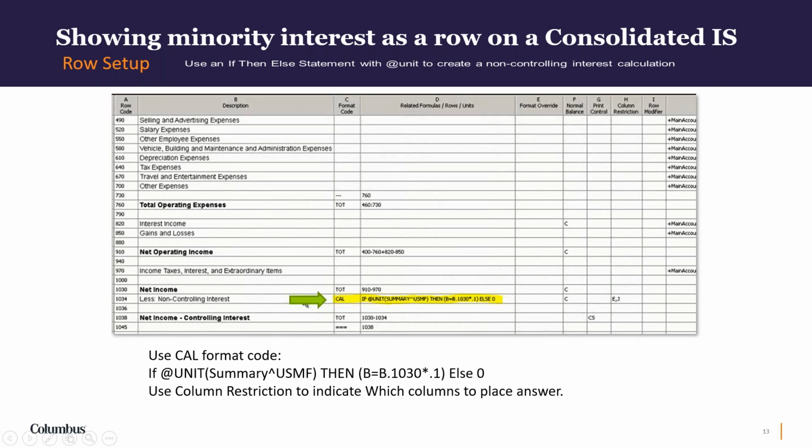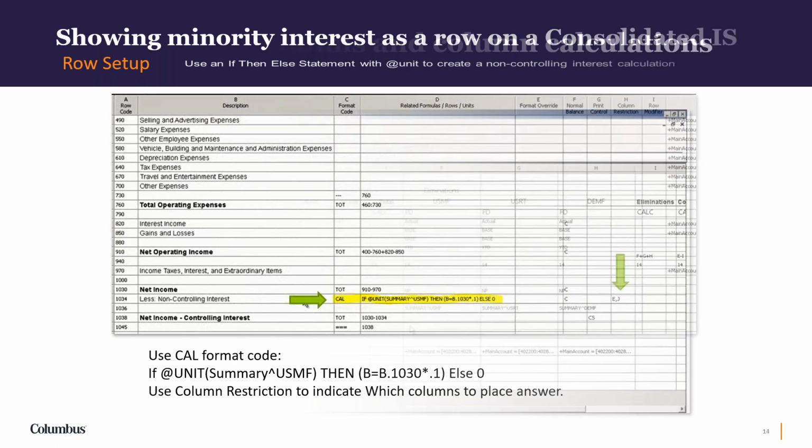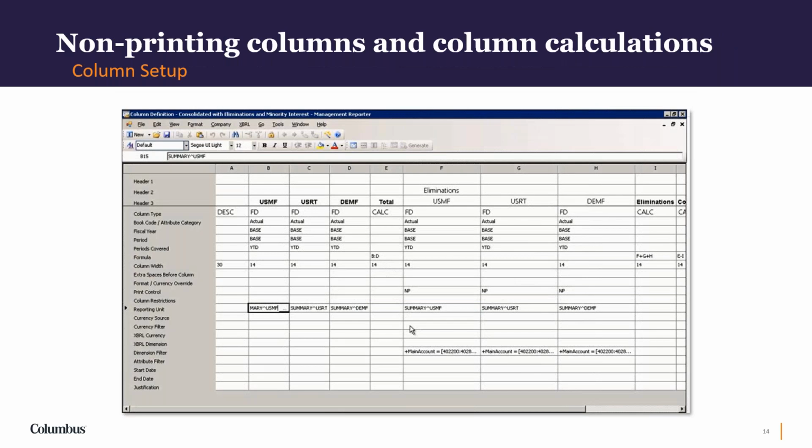So the next thing that we're going to look at is the way the column is actually defined. In this example, you can see I've got my 3 companies with my total, and I've got 3 different columns for my eliminations that are then totaling up. And you'll notice that I have non-printing columns for all of those eliminations so that I can just see the total of the eliminations and I'm not seeing them independently. Okay.